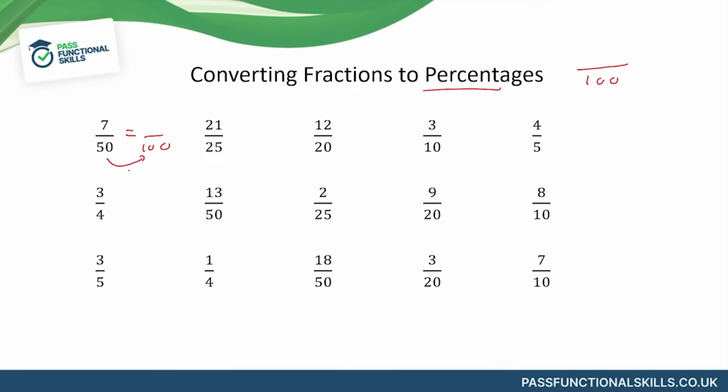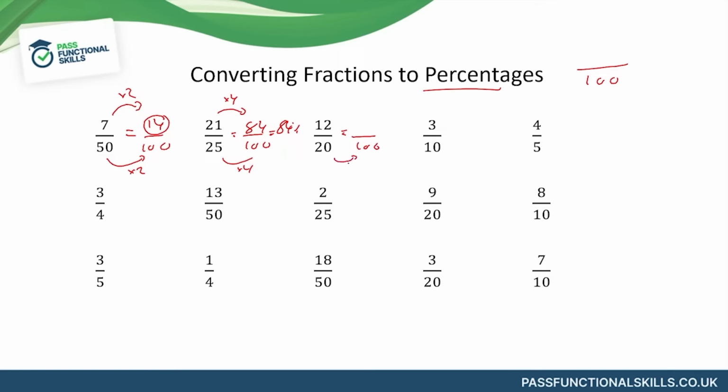50 times what is 100 times 2? So for an equivalent fraction we need to multiply the top by 2 as well. So that is 14 out of 100, so 14%. So if the denominator is 50, you're just doubling the top number to get the percentage. 25 multiplied by 4 is 100, so do the same to the top for an equivalent fraction and you get 84, so that is 84%.